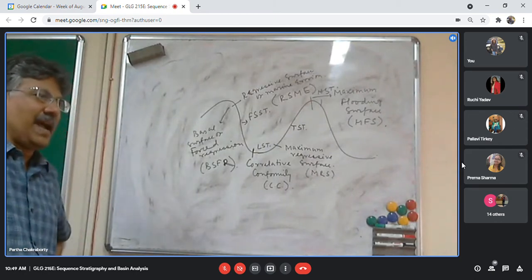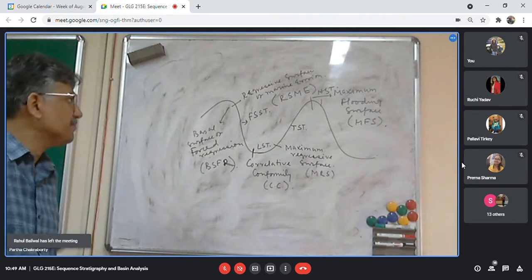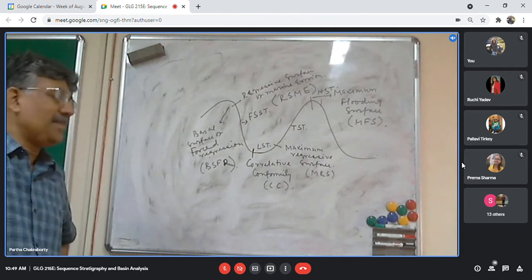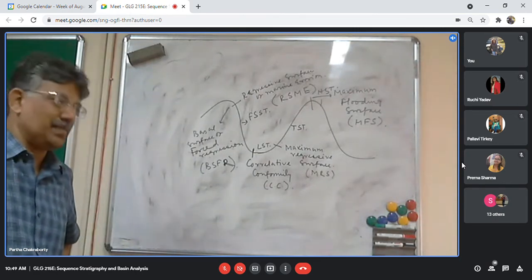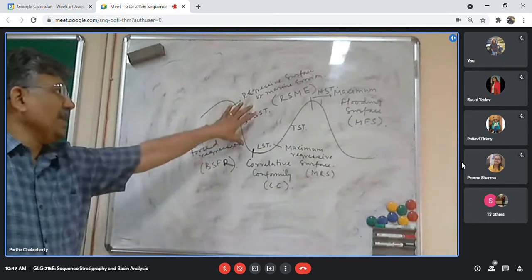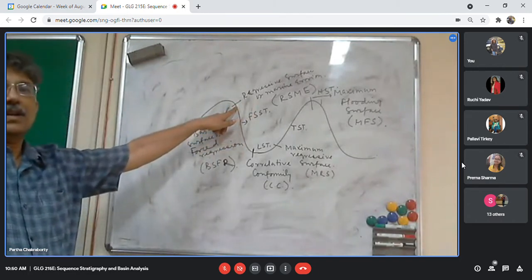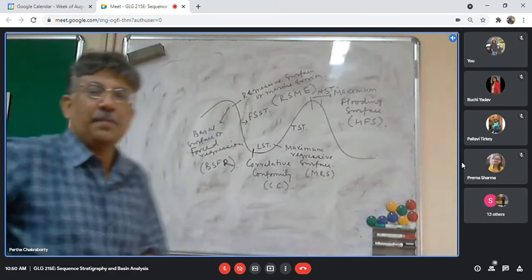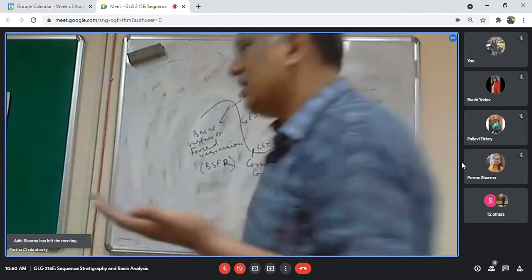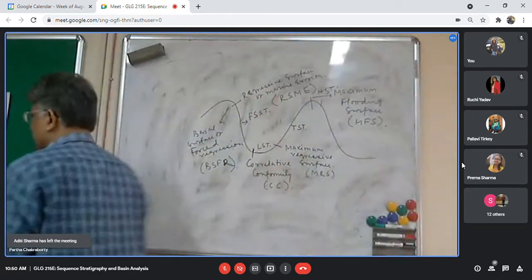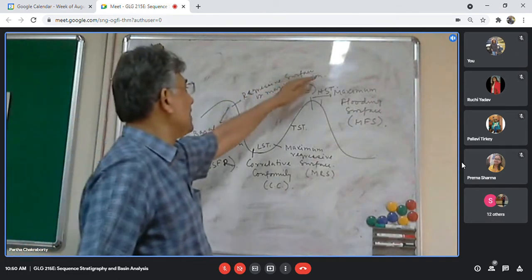The system tracts are basically bound by some surfaces. Now, what are the surfaces at the bottom and at the top of the different system tracts? The falling stage system tract will have the surface which will be flooring it. That is the regressive surface of marine erosion.